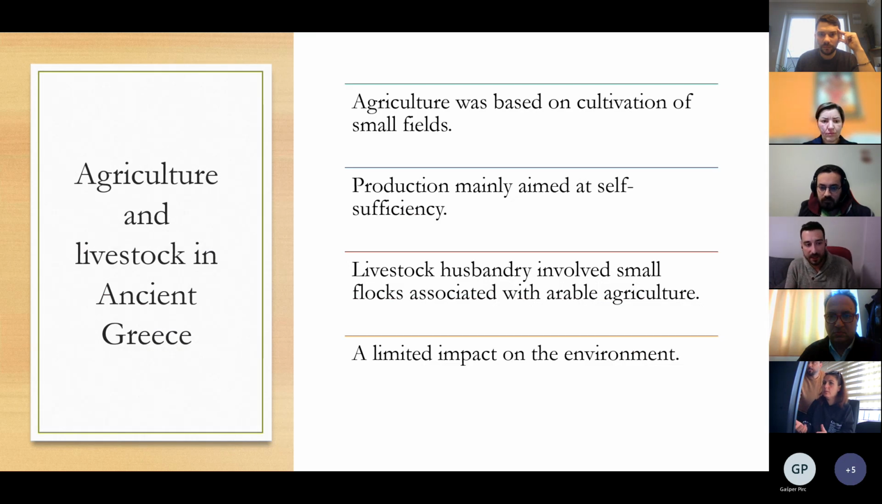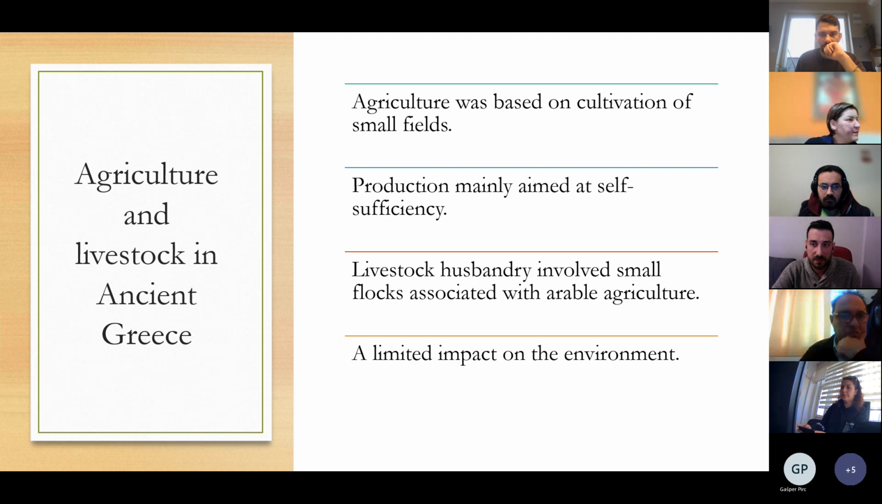Now, regarding agriculture and livestock in ancient Greece, agriculture was based on cultivation of small fields, and it also involved multiple crop rotation, while production mainly aimed at self-sufficiency and not at yield maximization. As a result, we have sustainable use of arable lands. Regarding livestock husbandry, this involved small flocks associated mainly with arable agriculture, which indicates just a very limited impact on the environment.